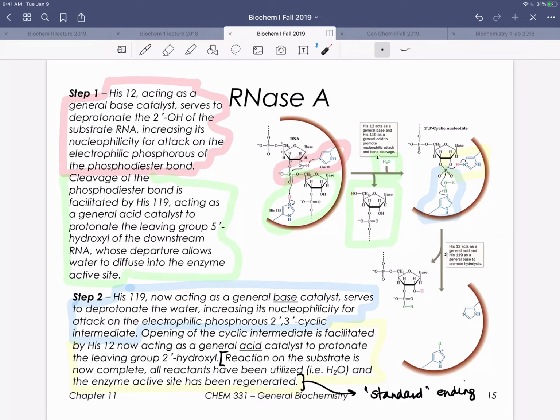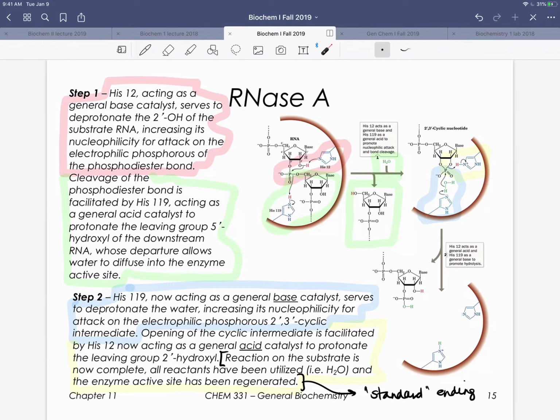So again, in this next step, we're going to start here. Our arrows start down here with this histidine. So histidine 119, now acting as a general base, serves to deprotonate water, increasing its nucleophilicity towards attack on the electrophilic phosphorus of the 2',3' cyclic intermediate. Opening of the 2',3' cyclic intermediate is facilitated by histidine 12, now acting as a general acid, serving to protonate this 2' hydroxyl leaving group.